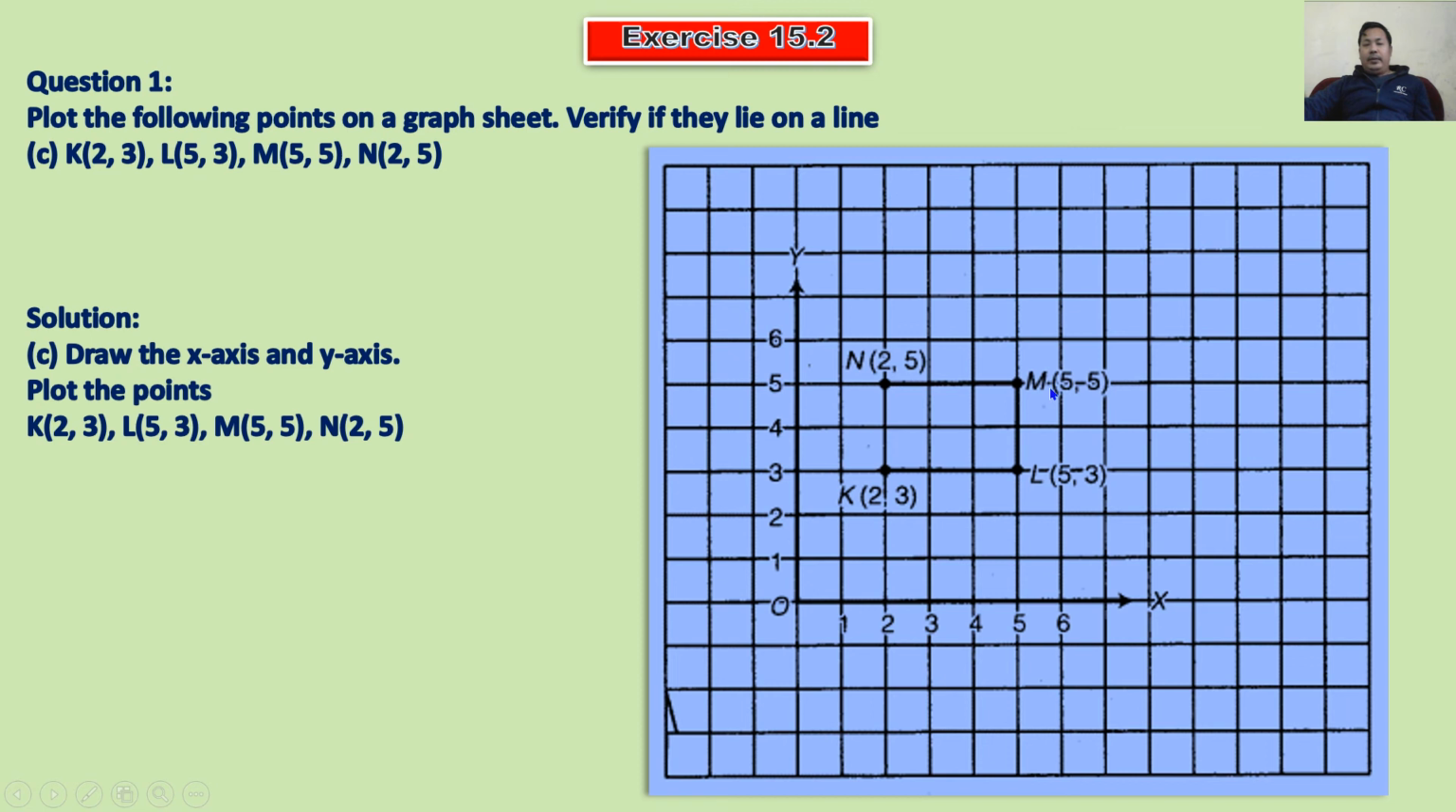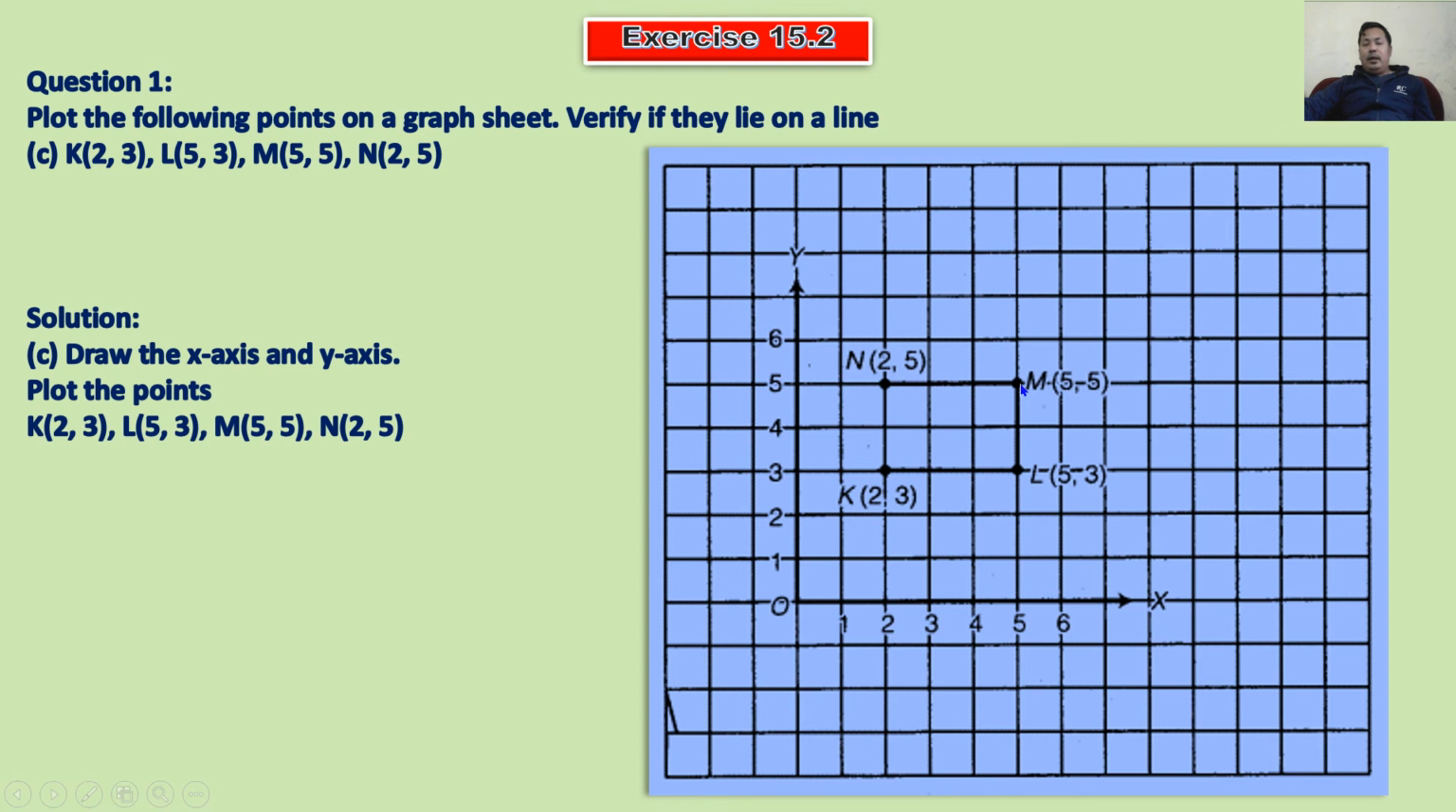Then next is N, 2 and 5. 2 is here, isn't it? Then from 2 you come straight up and you will find a point where it meets the y value 5. So the coordinate is 2, 5. After you get these four points, K, L, M, N, join them with line segments.